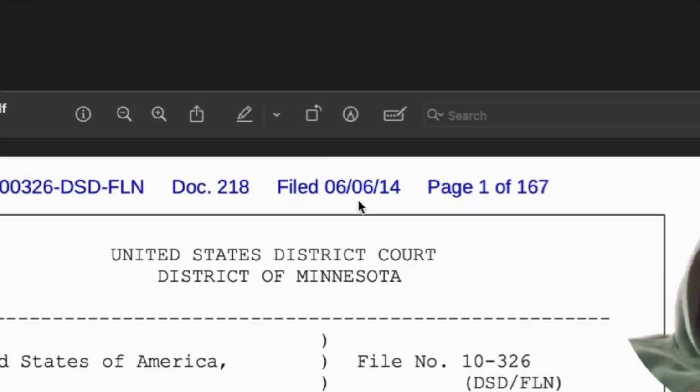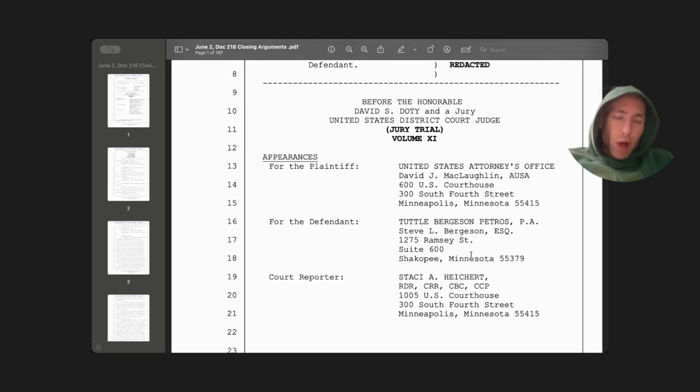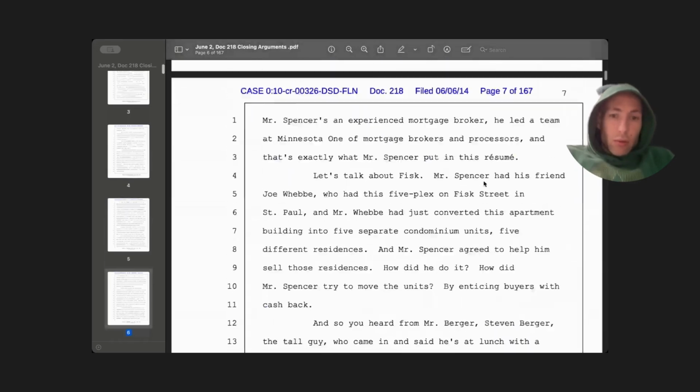6614. Anyway, it's Doc 218, right? And this is a redacted version of the July 2nd trial, right? Not available to me. Remember, all this is being kept from me deliberately. Even though I'm saying I need it, I've been thrown in the hole. My legal work's been destroyed and confiscated by staff. Doesn't matter. And they're going to get into their closing arguments.